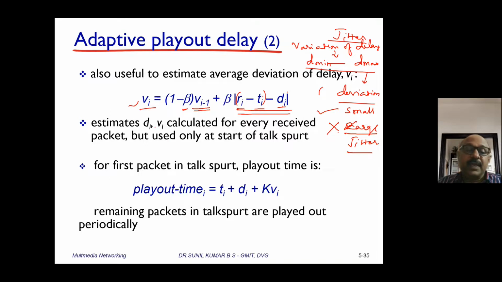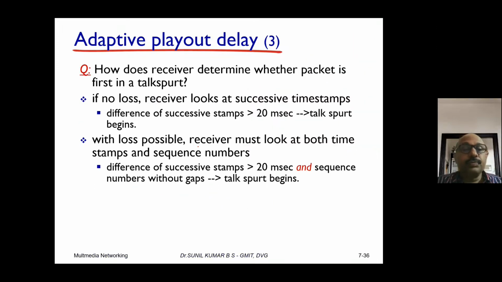So the estimation of Di and Vi is calculated for every received packet, but used only at the start of the talk spurt. So before starting the talk spurt, only then can you adopt the deviation and the delay. The prediction will always help us to make a smooth playout at the receiving point, and this will also help in reducing the possible delay in the transmission.